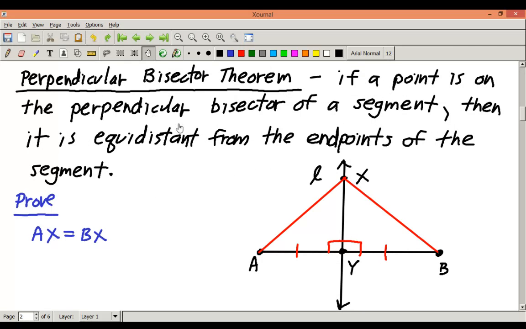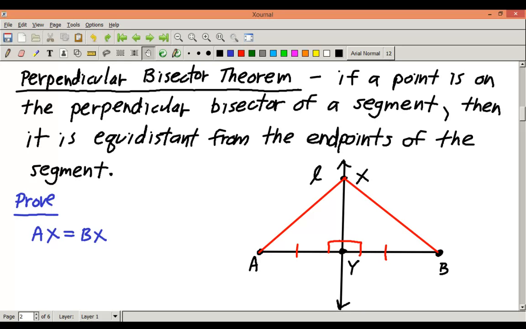Okay, our first theorem that we're going to prove today is called the perpendicular bisector theorem. And it says this: if a point is on the perpendicular bisector of a segment, then it is equidistant from the endpoints of the segment. So you see here line segment AB. And this line L is the perpendicular bisector of that segment. You can tell by the perpendicular symbols and also by the fact that AY and BY are congruent. So point X lies on that line L. So if a point lies on the perpendicular bisector of a segment, which it does, then the theorem says that that point is equidistant from the endpoints of the segment.